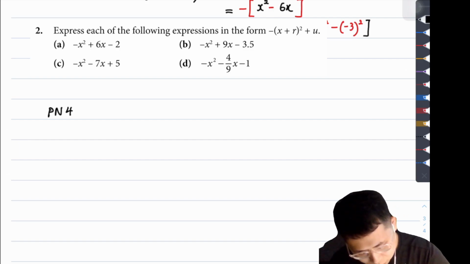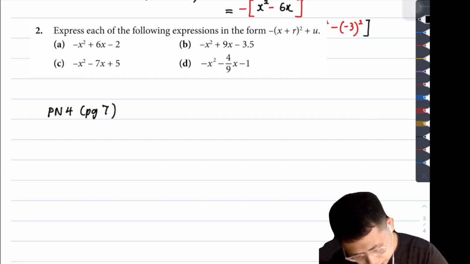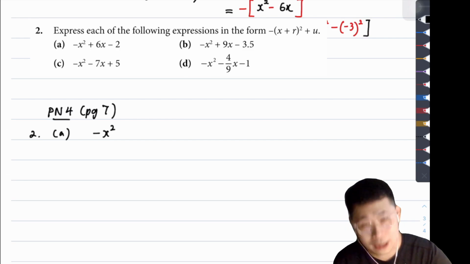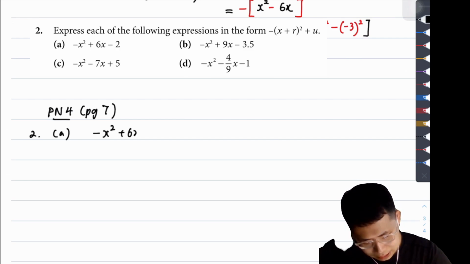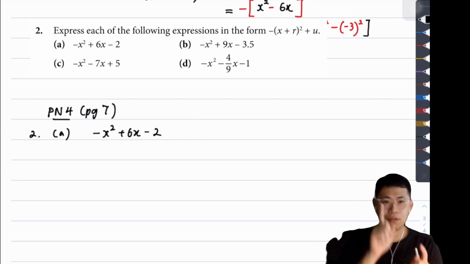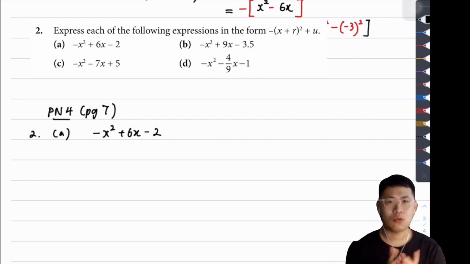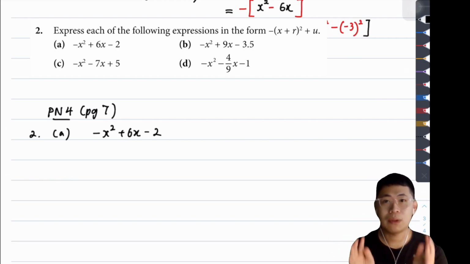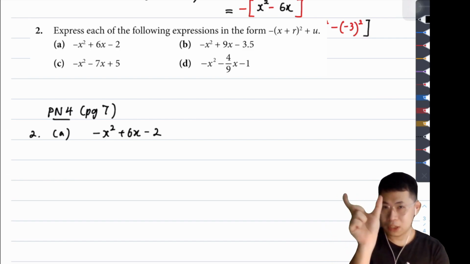Okay, so we continue practice 4 on page 7, and we are looking at question 2a. For a, we have negative x squared plus 6x, and we need to minus off 2. When we complete the square, we are only concerned with the first two terms, the negative x squared and the plus 6x. So when we factorize, we will need to factorize those first two terms itself.